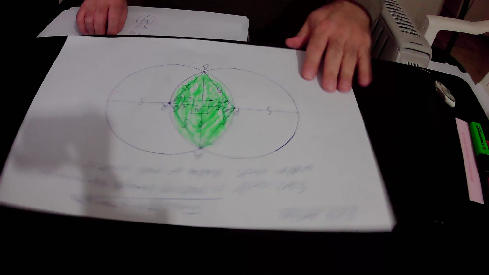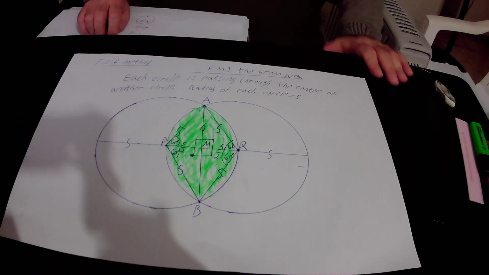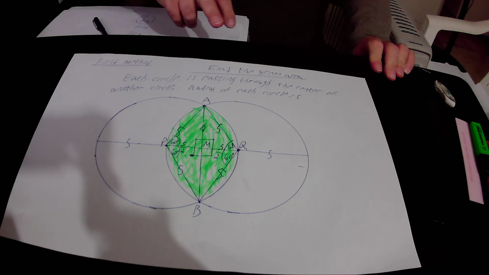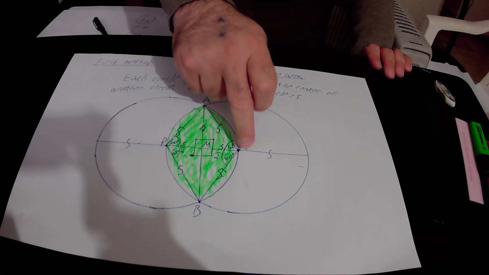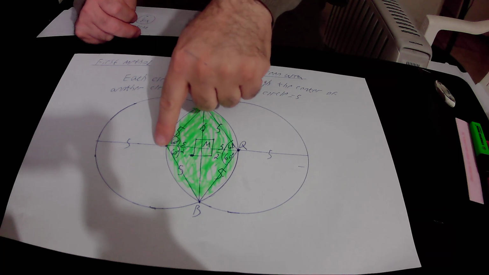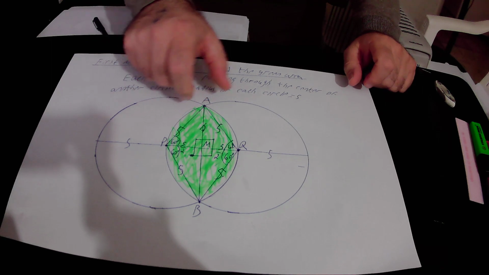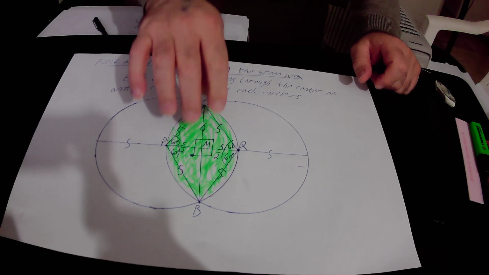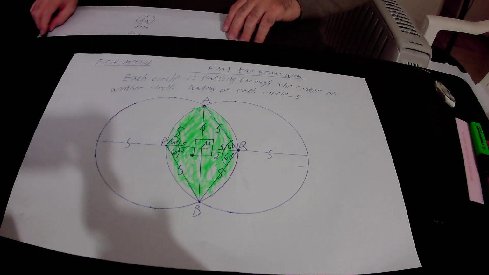Here we have two circles, and each circle passing through the center of the other circle. This circle passing from point Q, that is the center of this circle, and this circle passing from point P, that is the center of this circle. And we know that the radius of both circles are equal to 5 units, and we want to find out the area of this green shape. Okay?